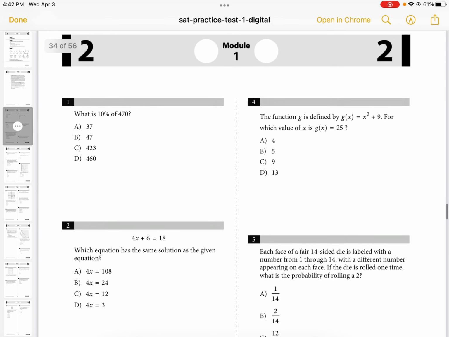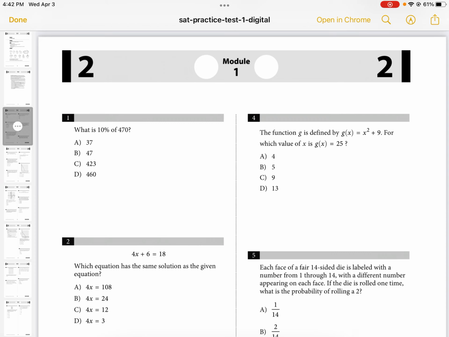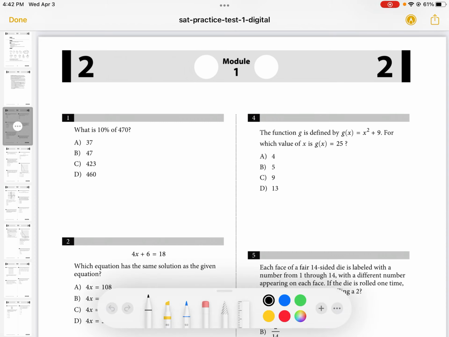And by the way, calculators can be used in this module. First question, what's 10% of 470? That's 470 divided by 10, 47.